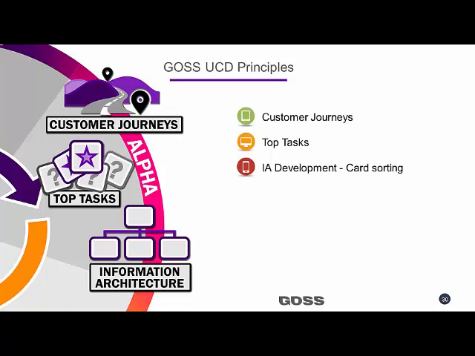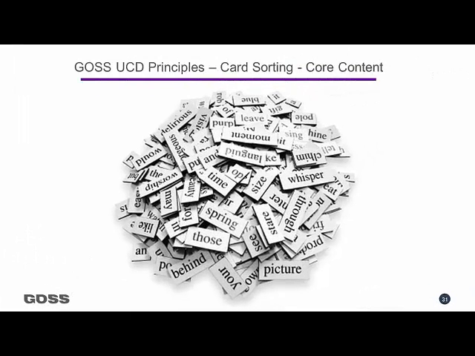After we've done our top tasks, we look at information architecture development, and the way that we develop our information architecture is first done using card sorting. In order to do card sorting, we usually ask our clients to put together all their core content.